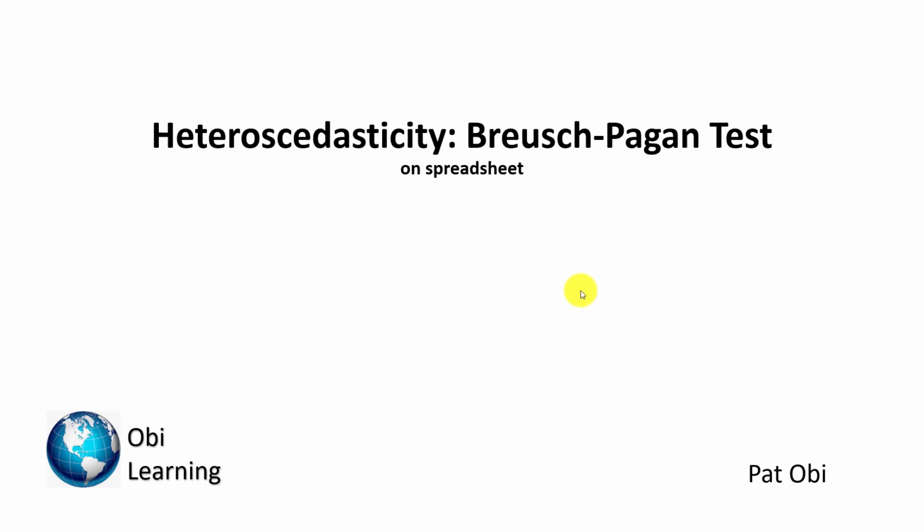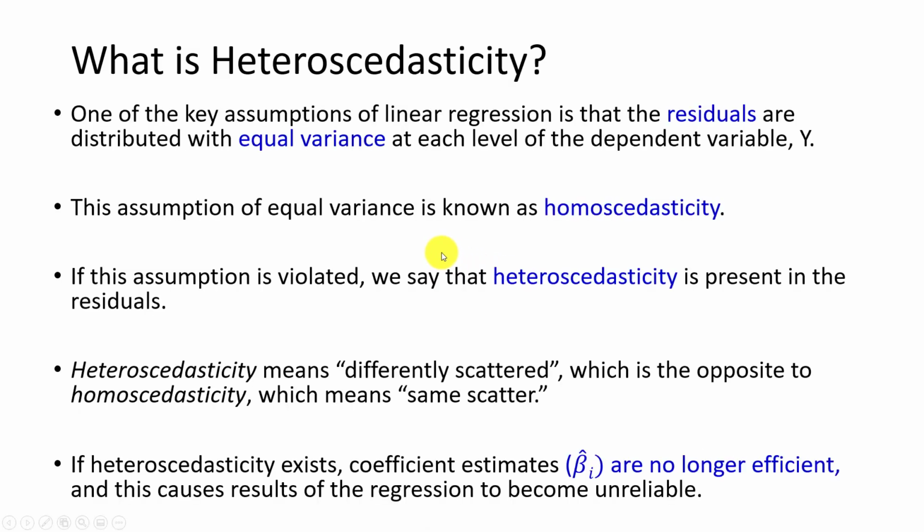This video on heteroscedasticity shows how to implement the Breusch-Pagan test on an Excel spreadsheet. However, before going into it, remember that a key assumption of the method of least squares is that the residuals of the regression model are distributed with equal variance at each level of the dependent variable y.